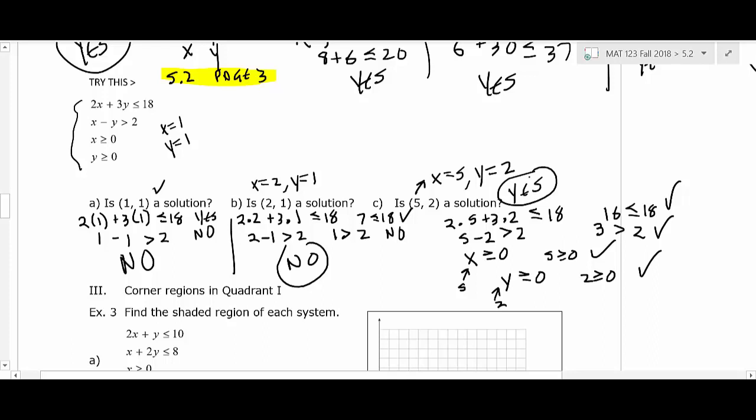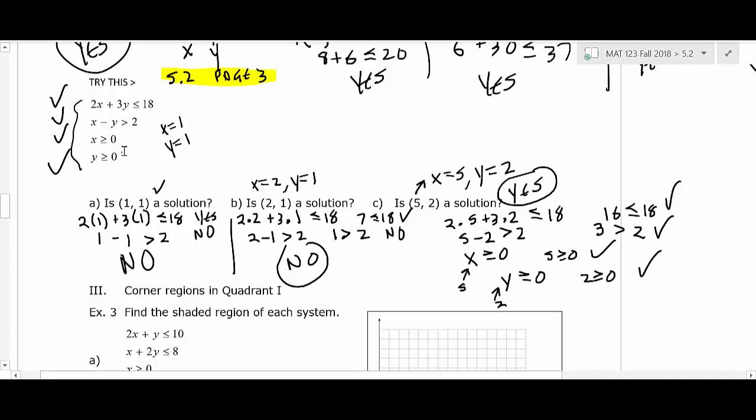So what I'm wanting you to know on this is the way to tell if a point is a solution to a system of inequalities is it basically has to check in everything at the same time. If it doesn't check in one, then it's no good. Does that make sense? You just need to know x is 5, y is 2, plug in and verify. That's what you're doing.